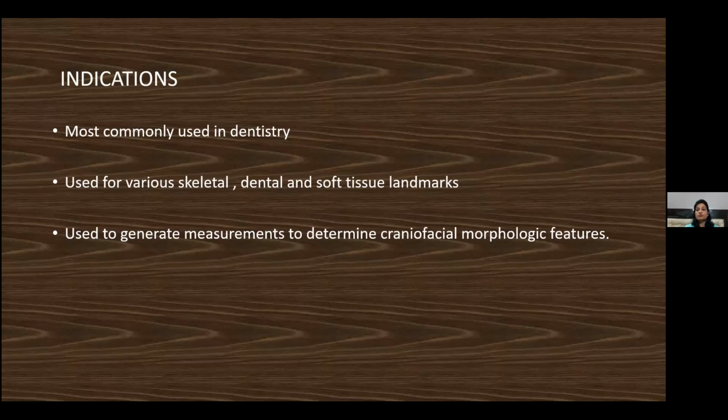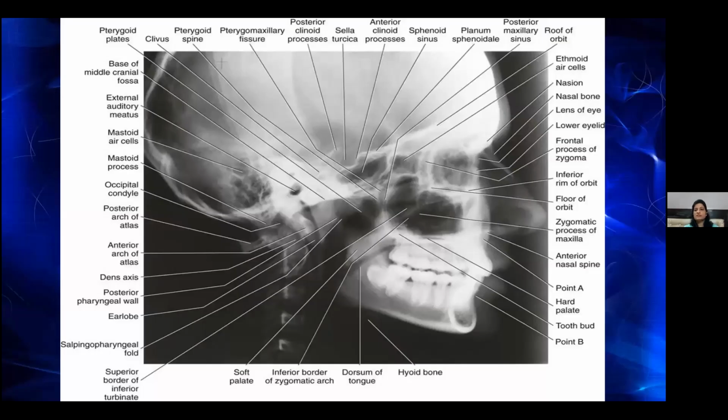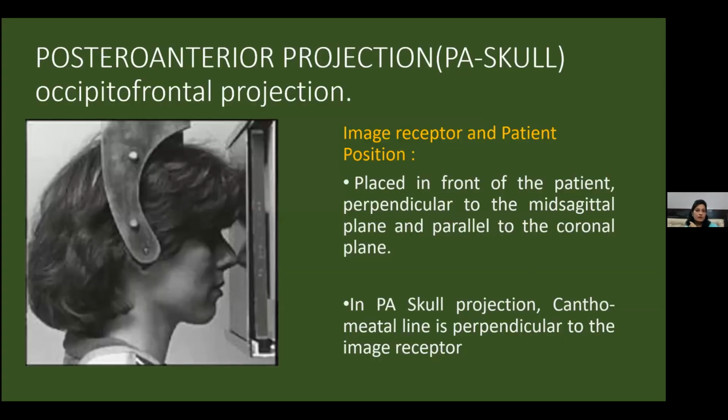So now we will shift to the more important ones. 3 are most important for you: Water's, submentovertex, and reverse Towne's. These 3 have to be on your fingertips. Okay, so this is a lateral ceph. They will just ask you what projection it is, so you have to remember that this is a lateral ceph projection.